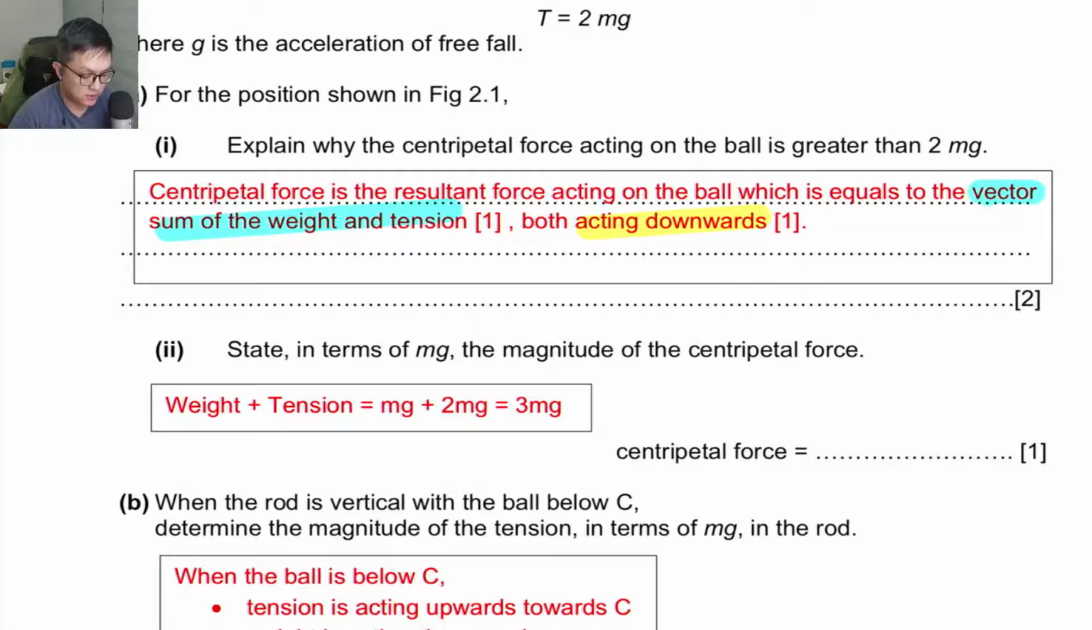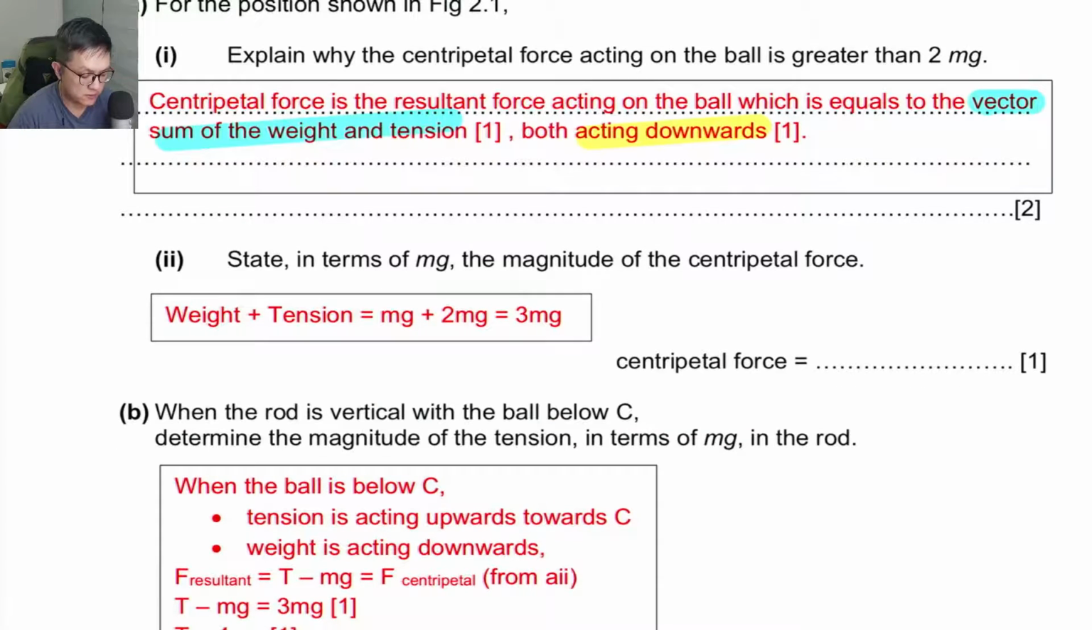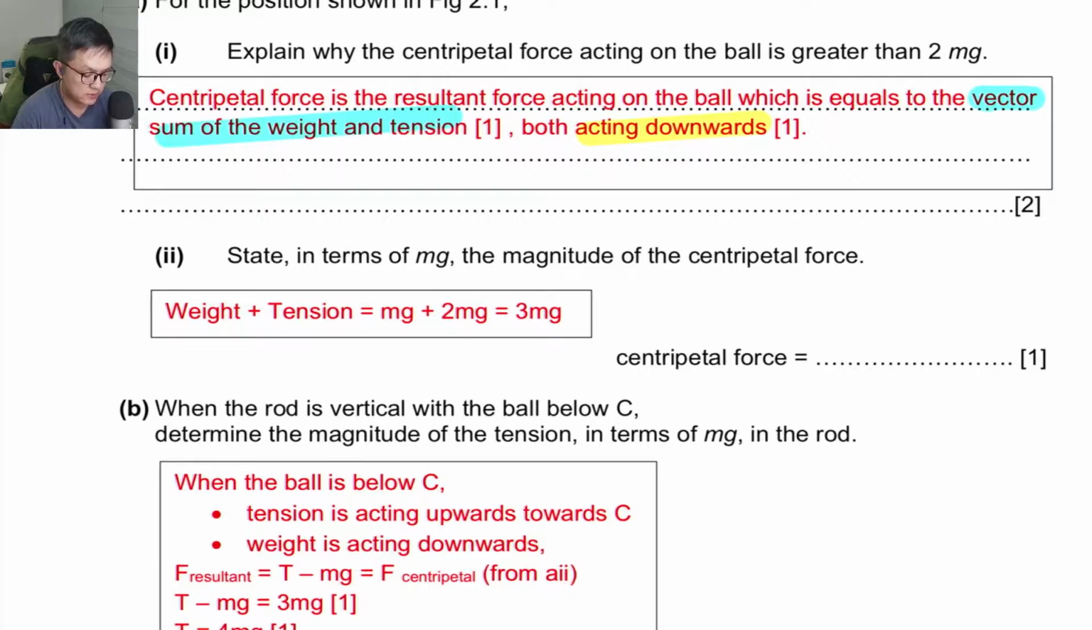All right. Next, you have to work out your centripetal force. So this is weight plus tension simply. So you have your mg, which is your weight, plus your 2 mg, which is your tension. So your centripetal force is equal to 3 mg.